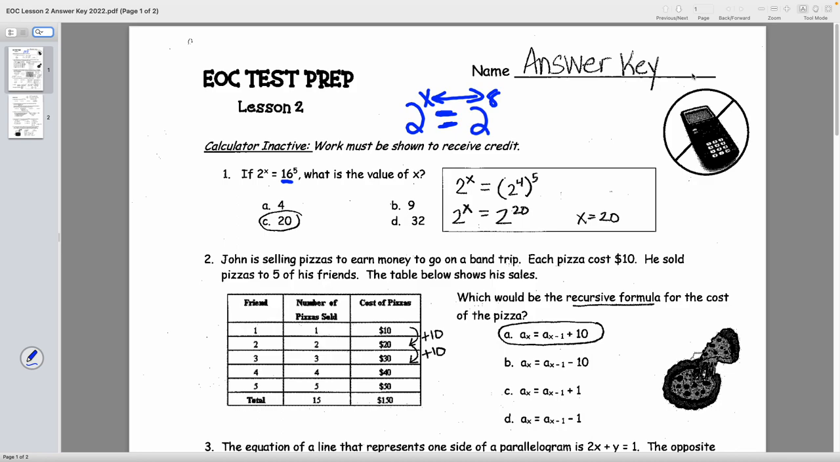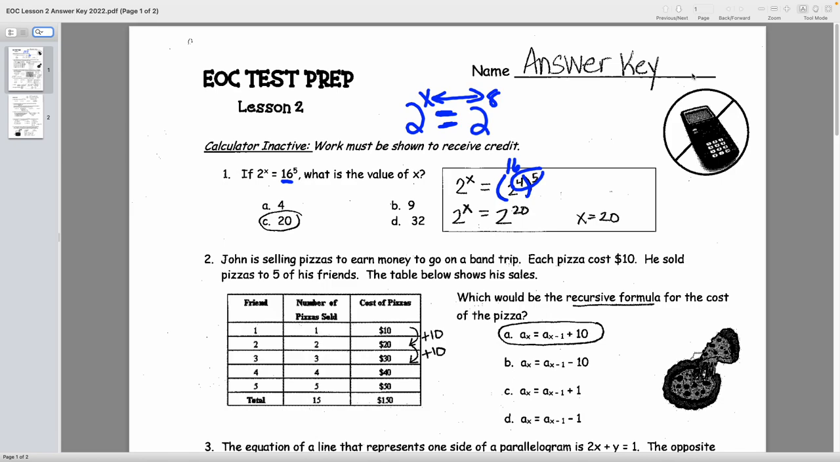So in other words, 16 is equivalent to 2 to the 4th. Okay, all I did is replace 16 with 2 to the 4th. And then you still have your exponent of 5 on that. So then I just use my exponent rules, which is to multiply the exponents. And I realized that, well, that's just 2 to the 20th. So therefore, x must be 20.